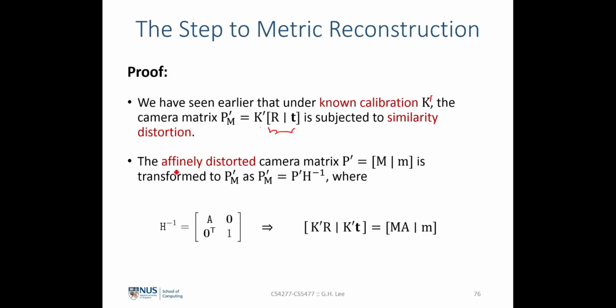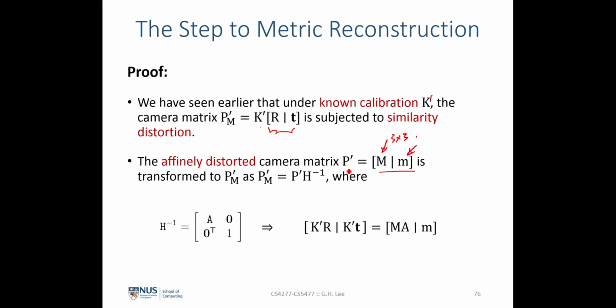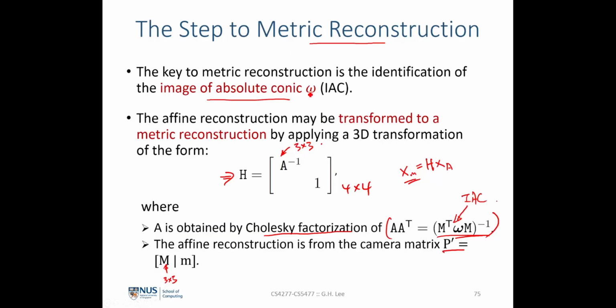We also define in this particular case that an affinely distorted camera matrix is given by P prime equals [M | m], where the capital M is a 3 by 3 matrix and the last column is represented by small m, which is the case that we have seen earlier, used to define the 3 by 3 matrix A. Now we can see that this matrix P prime can be projected under the 4 by 4 transformation H into [M A | m], from this relation where H inverse equals this matrix, which is simply the inversion of the matrix that we have defined earlier.